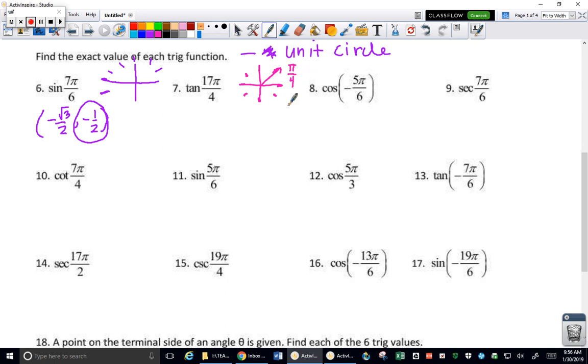At regular pi over 4, the coordinate point has an x of root 2 over 2 and a y of root 2 over 2. The tangent is the ratio of the y value divided by the x value. So y over x: anytime anything is divided by itself, the answer is 1. So the value of the tangent at 17 pi over 4 radians is 1.